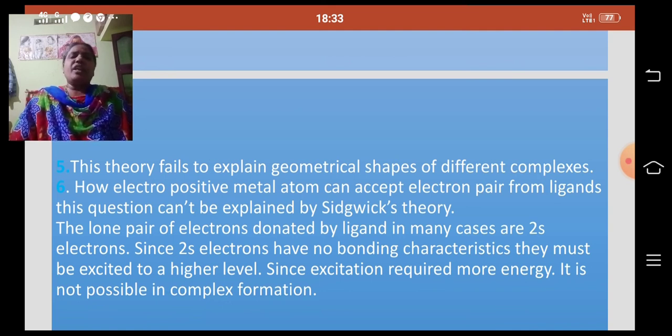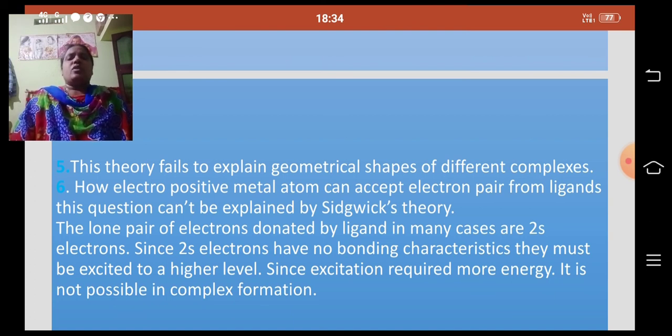A very important drawback is how an electropositive metal or metal ion accepts electron pairs from a ligand. The metal or metal ion is highly electropositive in nature. So how does an electropositive metal or metal ion accept electron pairs from ligands? For that important question, Sidgwick's theory cannot give any explanation.